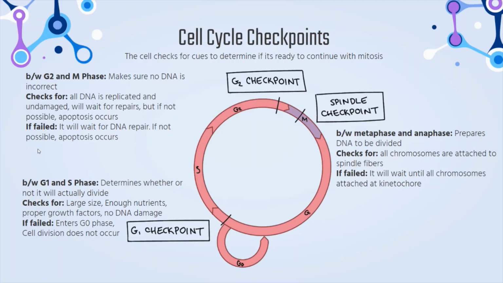Finally, between metaphase and anaphase, there will be the spindle checkpoint. It will prepare DNA to be divided between two cells. It will check if all chromosomes are attached to spindle fibers, and if this does not happen, it will wait until all chromosomes are attached at the kinetochores.